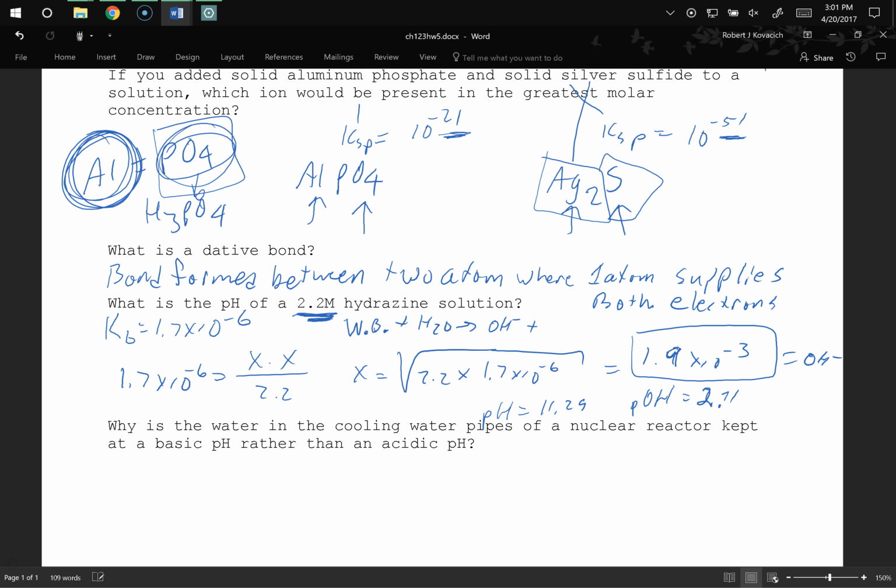And so then my weak base has an H attached to it. So with any of the weak base problems, that's what happens. It doesn't matter what the weak base is. If I add it as a weak base, it's going to pull an H off of water.